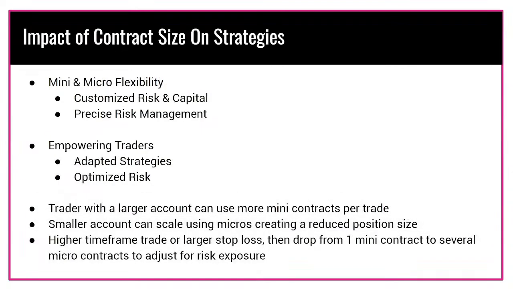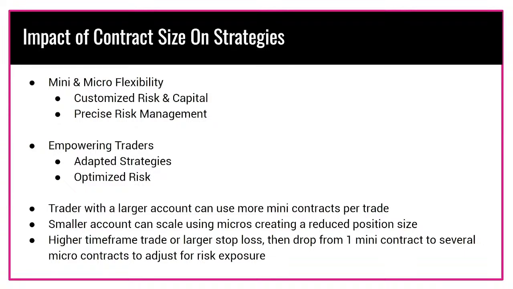The impact of contract size on trading strategies. Contract size significantly influences trading strategies, particularly with mini and micro contracts. These smaller sizes allow traders to customize approaches based on risk tolerance and capital, enabling precise risk management. Traders can use mini and micro contracts to engage the market with limited funds, controlling risk, or opt for multiple contracts to achieve exposure similar to, say, a standard contract, targeting potential gains. This choice shapes strategy execution, empowering traders to adapt, optimize risk, and align trading with financial situations and market goals.